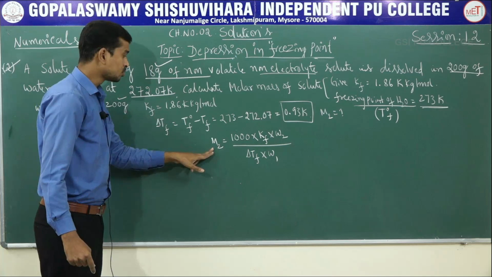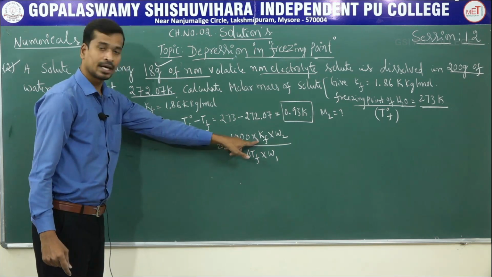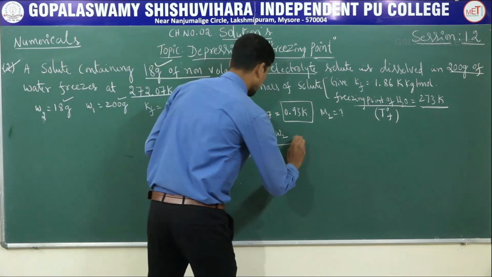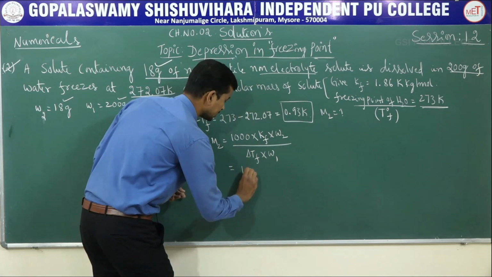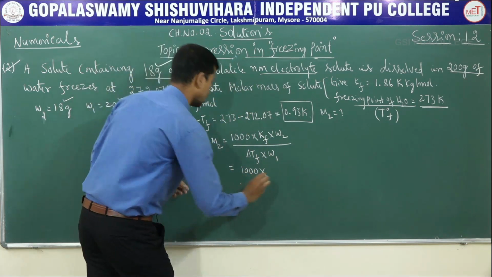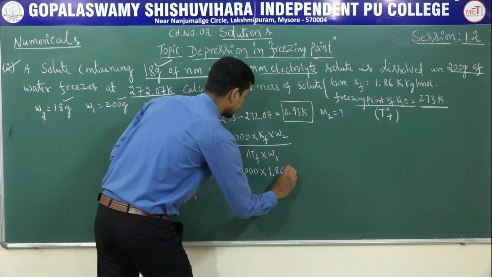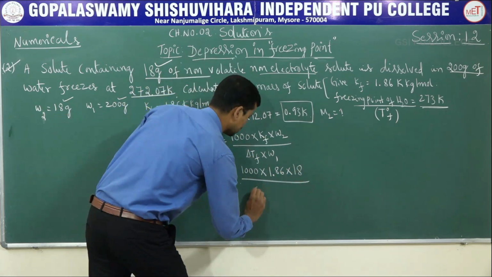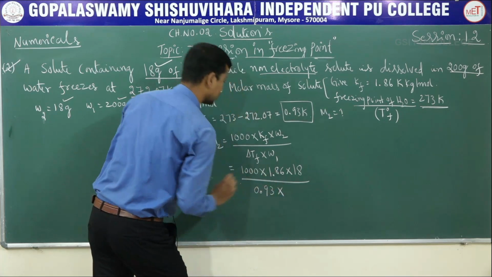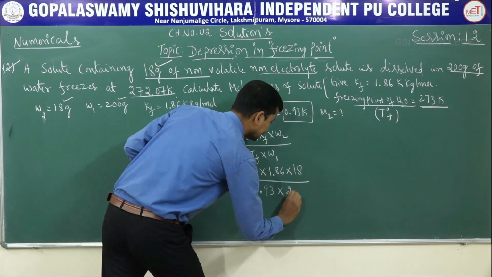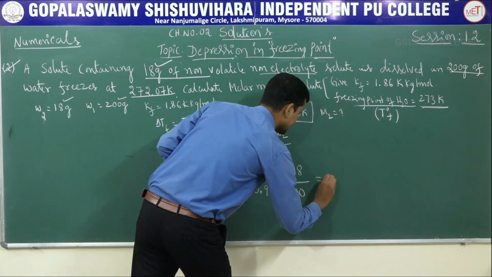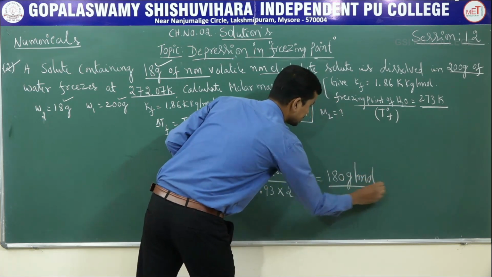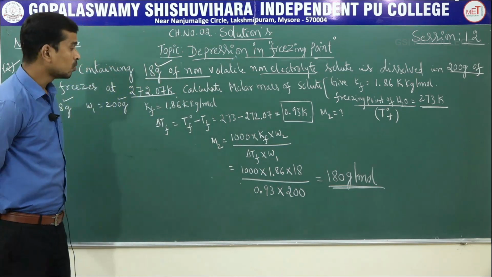Use the formula M2 is equal to 1000 into Kf into W2 divided by delta Tf into W1. Substitute the values: 1000 into Kf, 1.86, into W2, 18 gram, divided by delta Tf, 0.93, into W1, 200 gram. This is equal to 180 gram per mole. This is the molecular mass of the non-volatile solute.